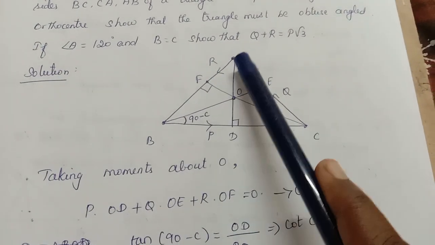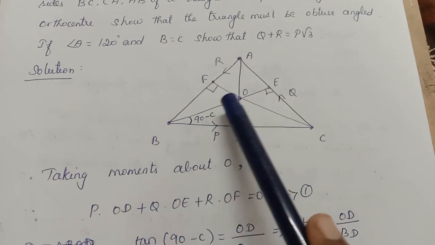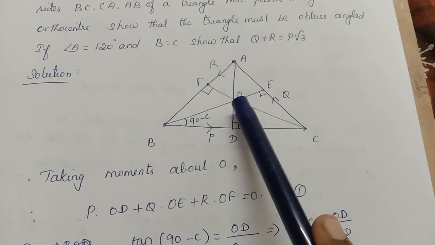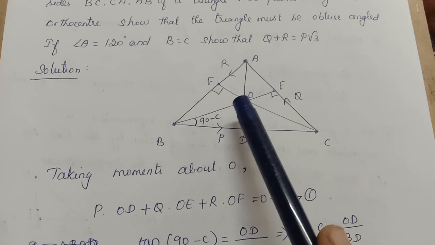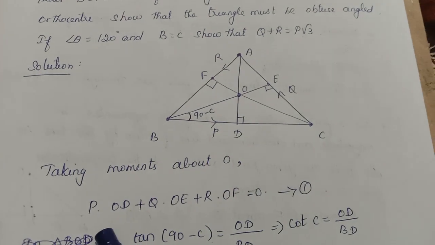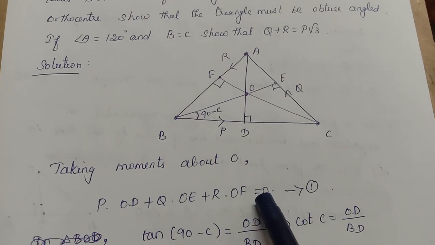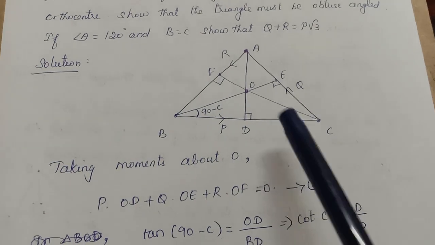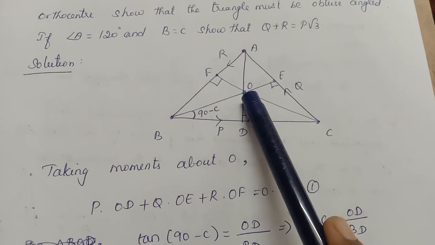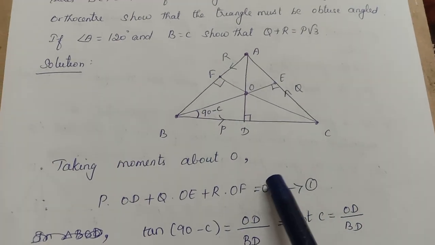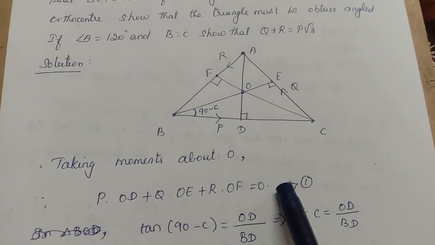And similarly for R. R into OF. You walk along this AB. Then this O again, same thing, lying on the left hand side. Therefore R into OF is also positive. So the algebraic sum of all these moments is equal to the moment of their resultant about O. But since the resultant is passing through O, its value is equal to 0. So this is equal to 0.